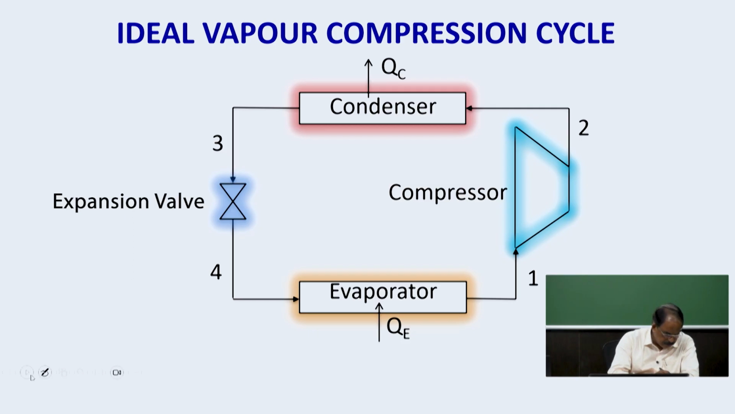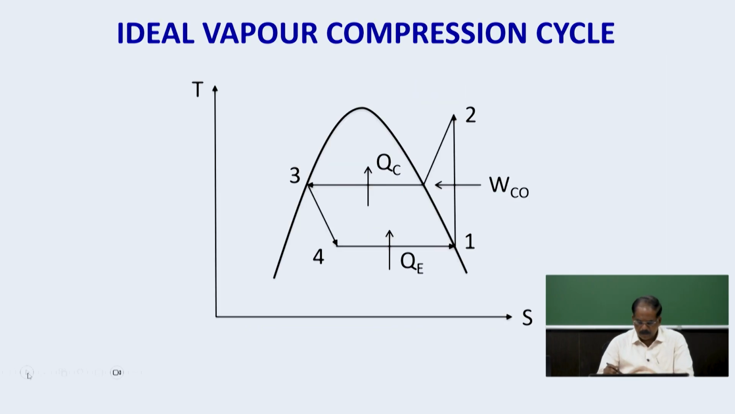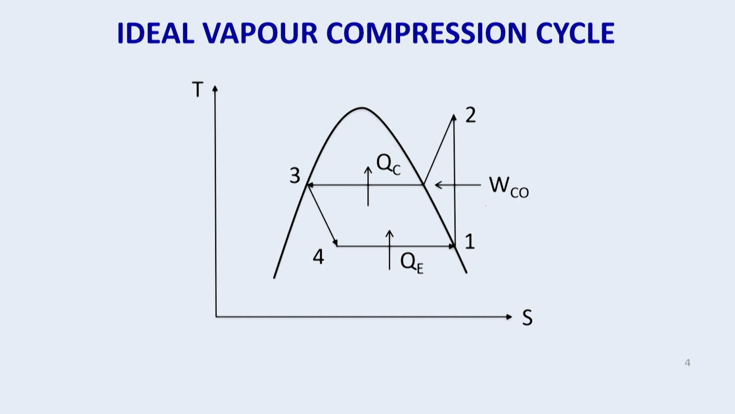So, if you see the diagram, 1 to 2 is isentropic compression. Work is done on the compressor, that means it requires electrical energy in order to compress the refrigerant from low pressure to high pressure. Of course, the temperature of the refrigerant also rises. So, the compressor is raising the pressure of the refrigerant from evaporator pressure, which is the low pressure, to the condenser pressure, which is high pressure.